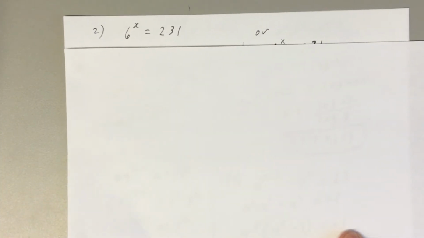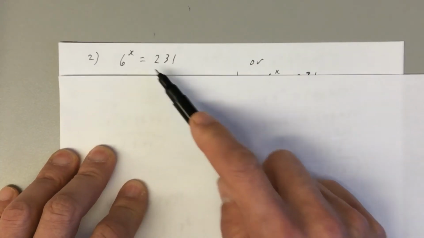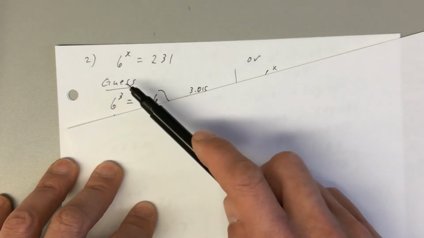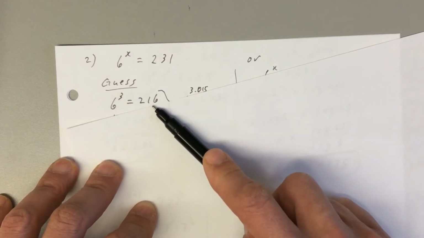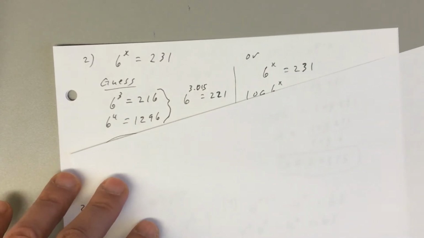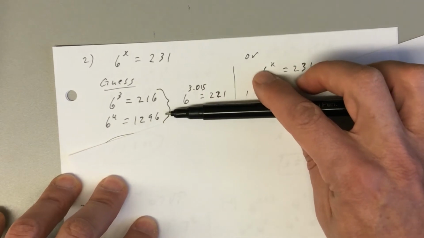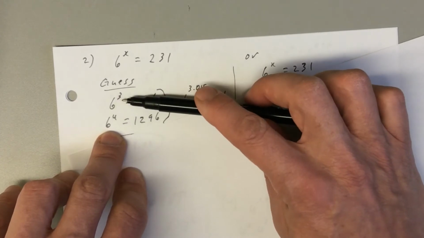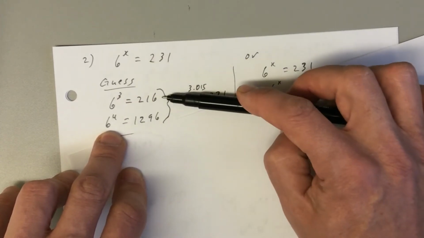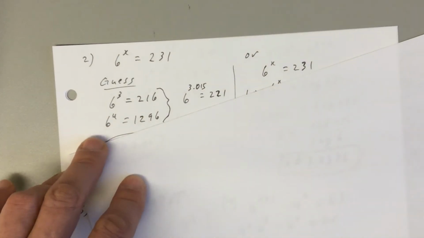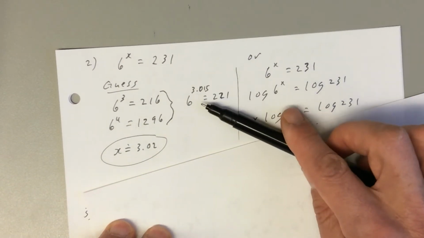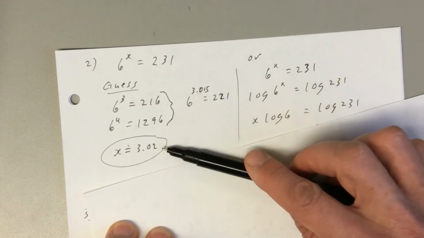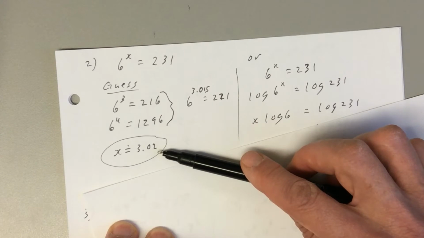Now, what about this one here? 6 to the x equals 231. Well, there's guessing again. 6 to the 3 equals 216. 6 to the 4 equals 1296. So it's got to be somewhere between 3 and 4, probably closer to 3, because 231 is much closer to 216. If you guess and keep checking on your calculator, you'll get about 3.015, or 3.02 is a good approximation.